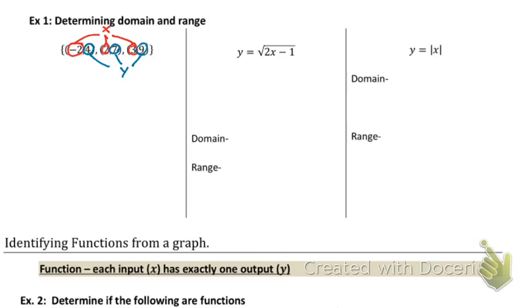All right, so those are my y values. Remember, our x values are our inputs. Our y values are our outputs. So whenever it's listed like this, your first numbers are all of your inputs. So that's my domain. Your domain are all your x values.